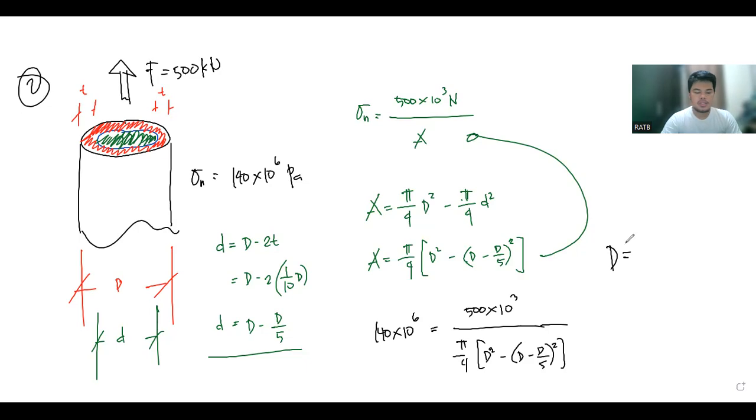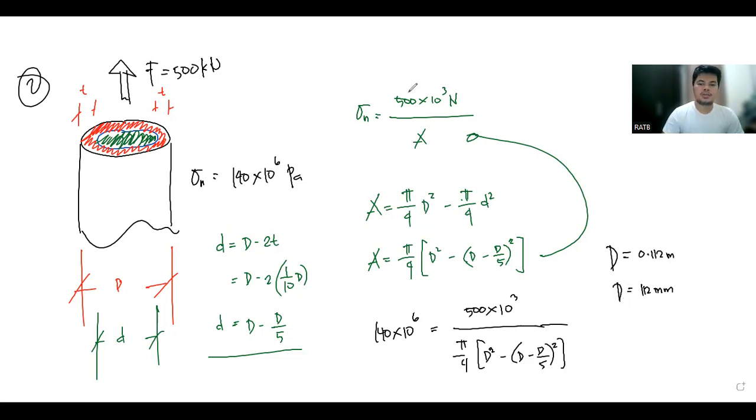So basically, I'm using the shift solve function on my calculator right now. So D would be 0.112. The unit, since we have Newton and then Pascal, would be 0.112 meters, or this would be equivalent to 112 mm.